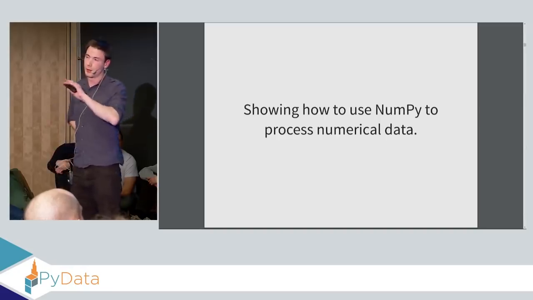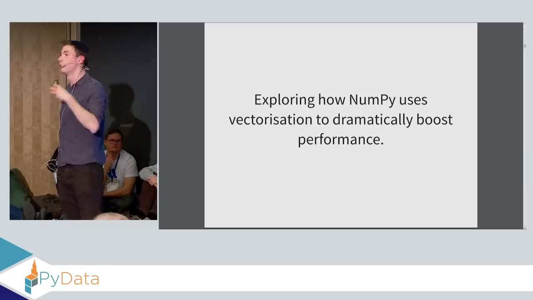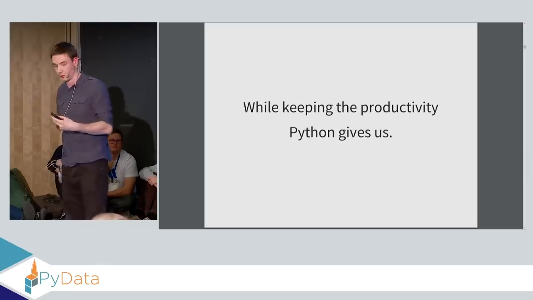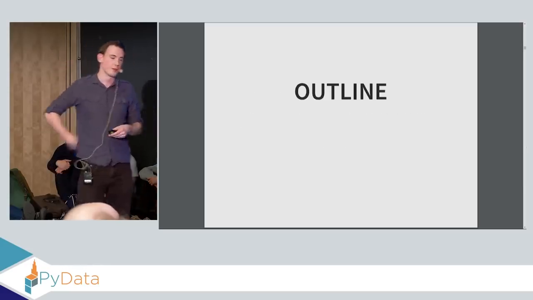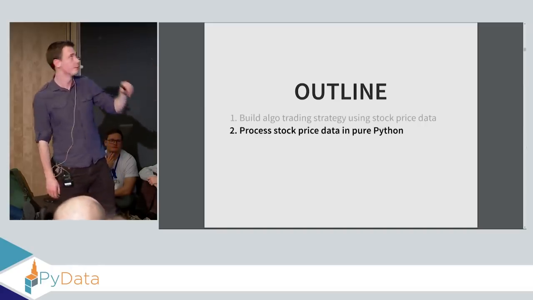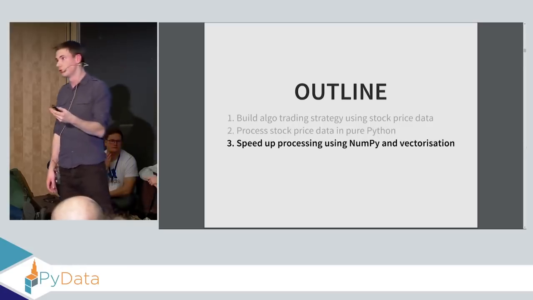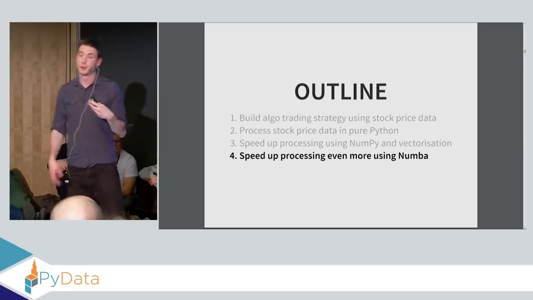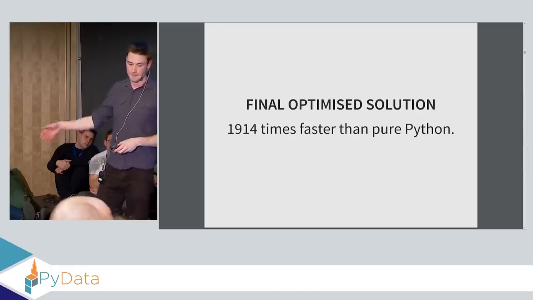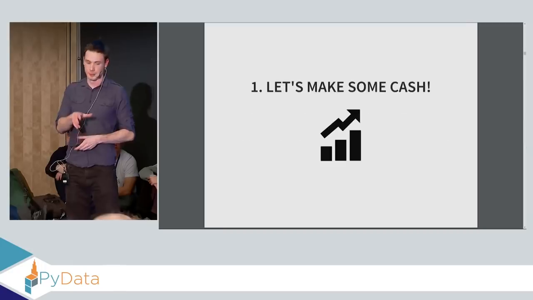So our focus is to show how to use NumPy to process numerical data, and explore how NumPy uses vectorisation to dramatically boost performance while keeping the productivity that Python gives us. We're going to be building an algorithmic trading strategy using stock pricing data. We're going to be processing that stock pricing data in pure Python, speeding it up using NumPy and vectorisation, and then speeding it up even more using another tool called Numba. The final optimized solution will be almost 2,000 times faster than the original pure Python implementation.